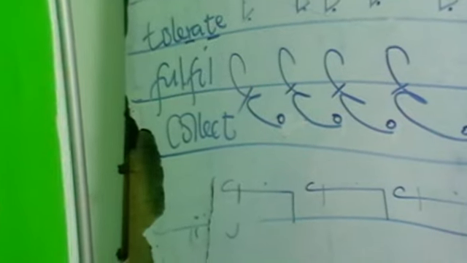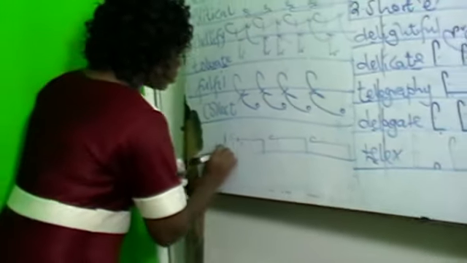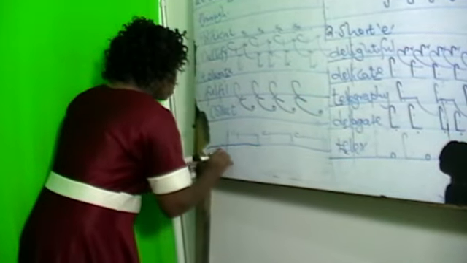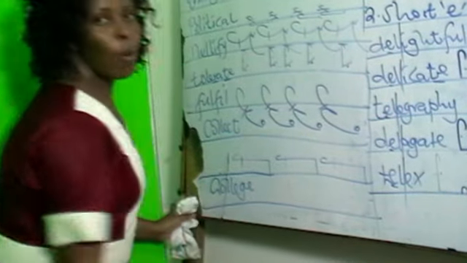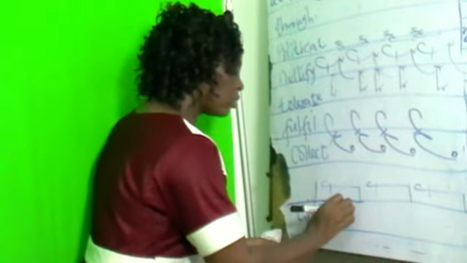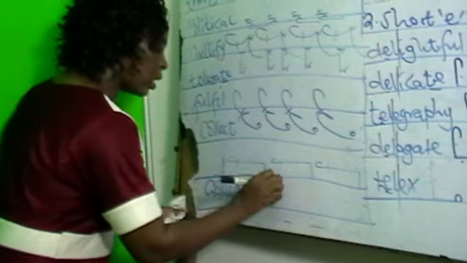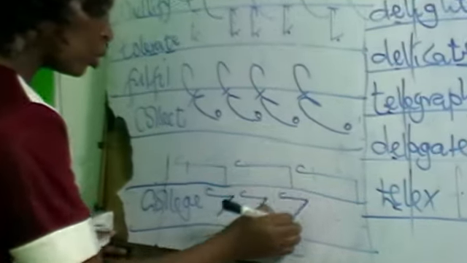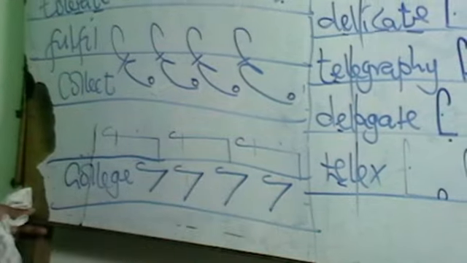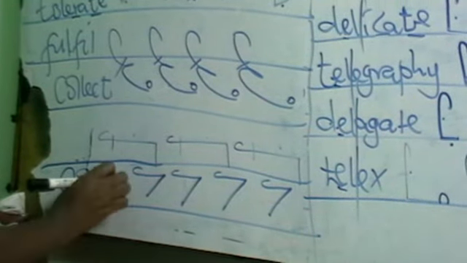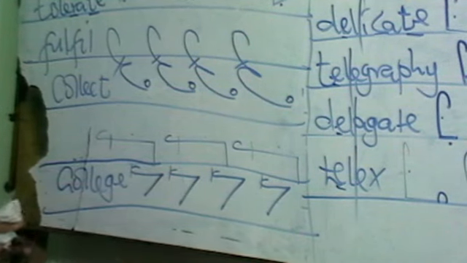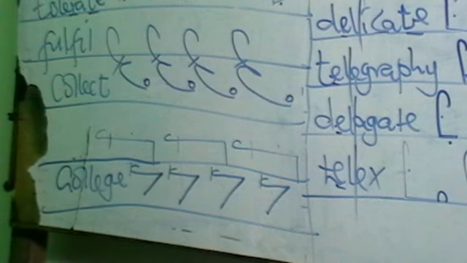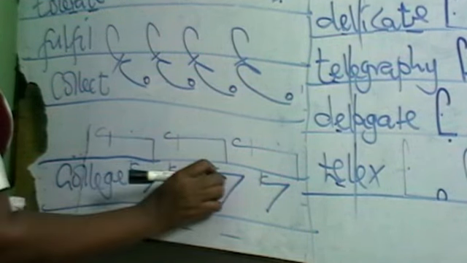Then we have the last word, which is the word college. The word college is drilled with a stalk of K hooked for L and a stalk of J. College. The dash vowel will be indicated at the beginning, the short O will be indicated at the beginning, and then we have a short A there.